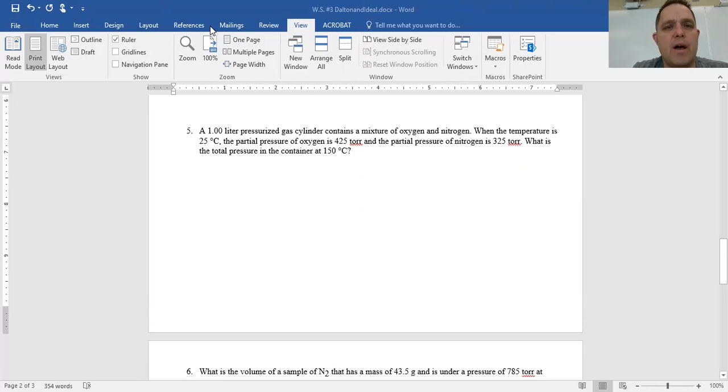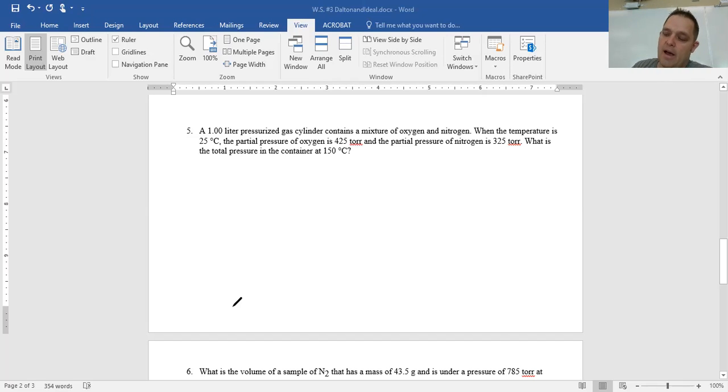Okay, number 5. A 1-liter pressurized gas cylinder contains a mixture of oxygen and nitrogen. When the temperature is 25 degrees Celsius, the partial pressure of oxygen is 425 torr, and the partial pressure of nitrogen is 325 torr. What is the total pressure in the container at 150 degrees Celsius?